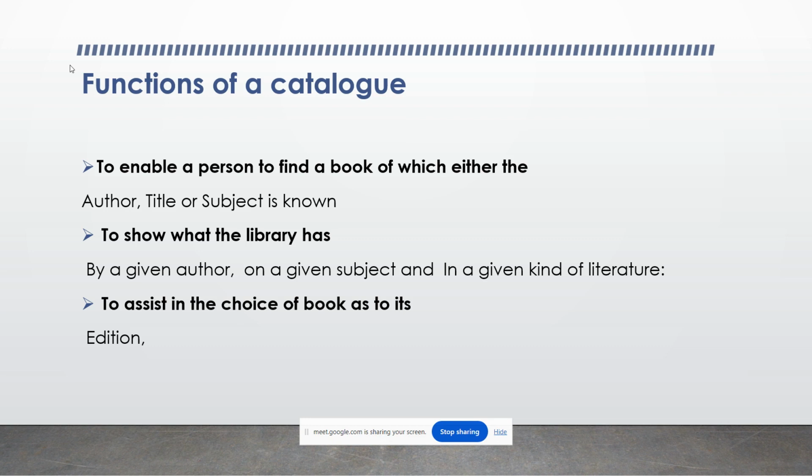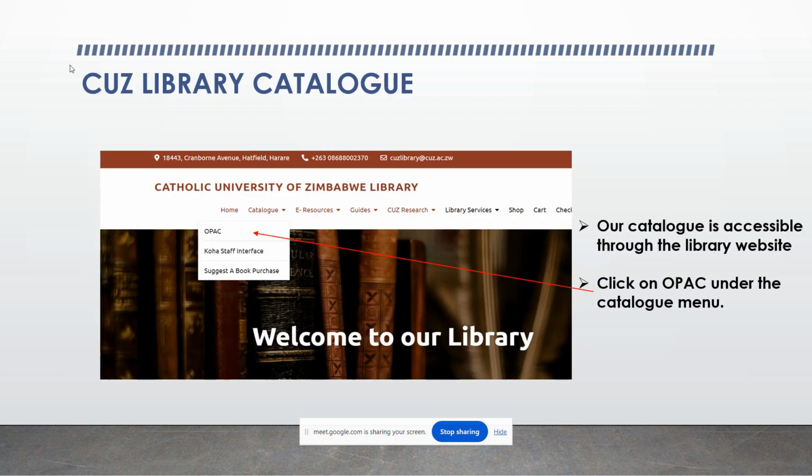And it's also to assist the choice of book. So the catalogue will show you that we have maybe the first edition, the second, third, etc. So it's in that way you choose the one that you actually want. If you want the 7th edition, you then know that they have the 7th edition, and then you choose from there.